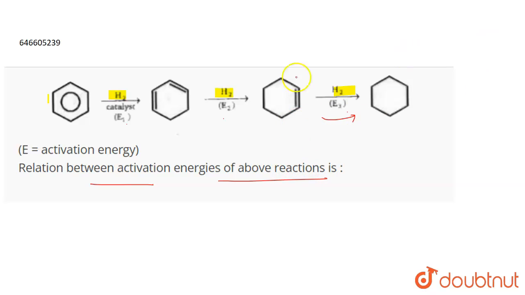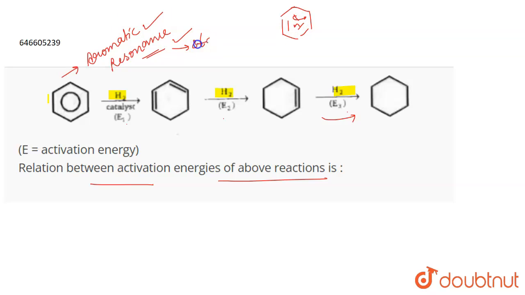If you talk about the first one, this is an aromatic compound, right? Benzene is an aromatic compound. It consists of resonance, right? Resonance takes place here, with shifting of bonds, so it is a very, very stable compound. So when you're adding hydrogen to a very, very stable compound, a large amount of energy will be required to break the aromaticity. So in the initial step, a large amount of energy is required.